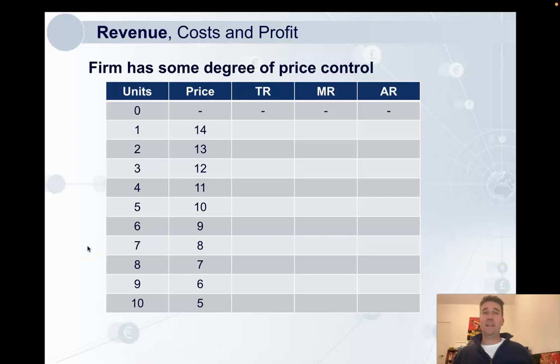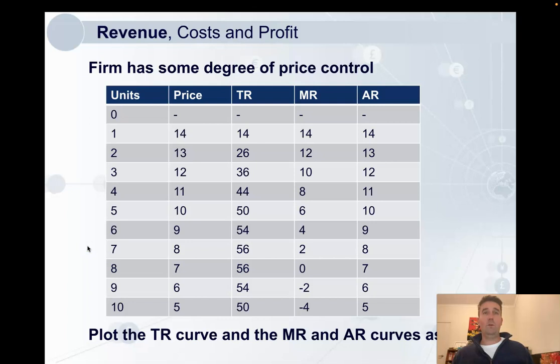Again, we need to fill out this table, so calculate away and work out the total revenue, marginal revenue, and average revenue at each price level. Okay, pause and do that. Okay, this was a little harder than before, but I'm sure you still got there. Check to see if you're correct.